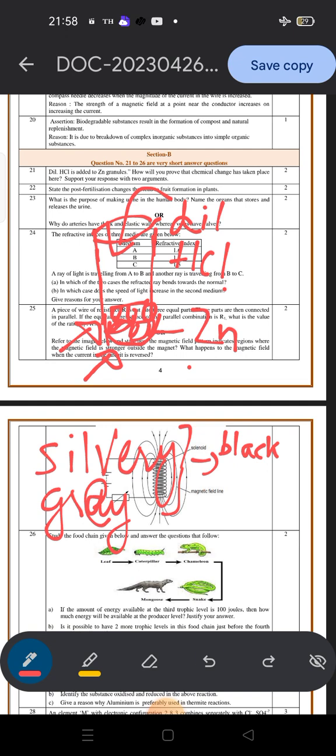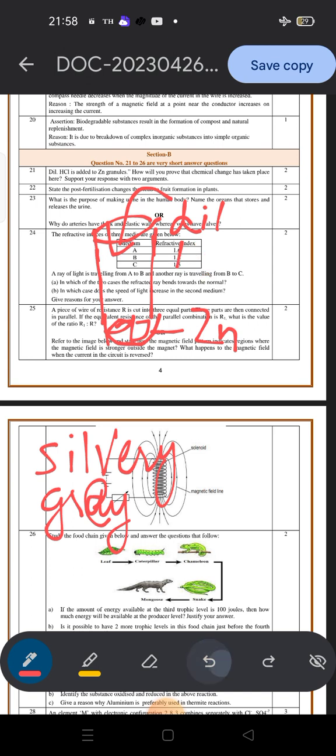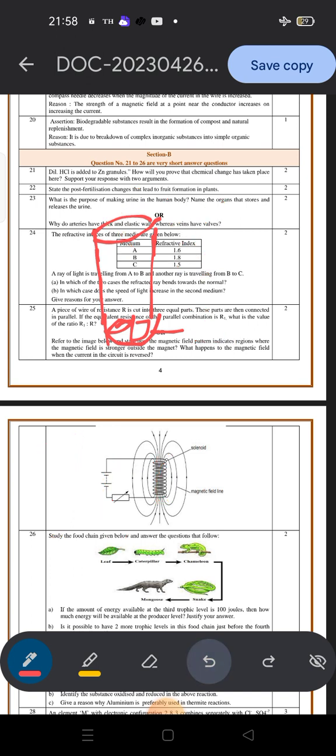Now let's take a question which is related to physics. Let's move to question 24. Let me show you what question 24 is. Let us read question 24.